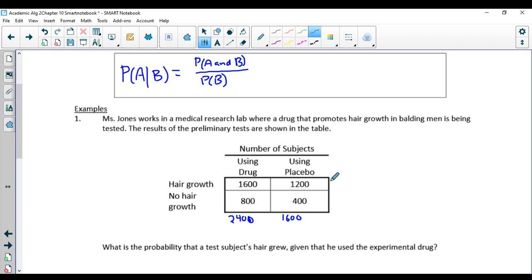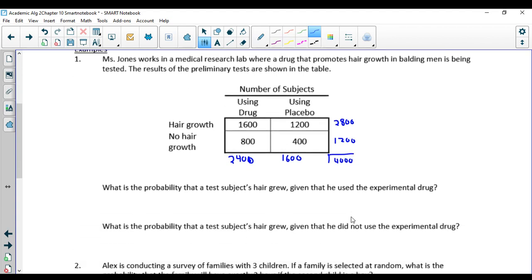If we look at hair growth, adding across, we have 2,800 that did have hair growth, and then 1,200 that did not have hair growth. And if we look over here to get our totals, if I add straight down, I get 4,000, or if I add straight across, I get 4,000. So 4,000 total people were in this.